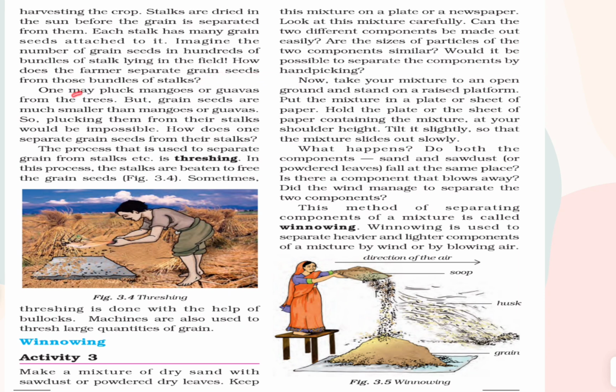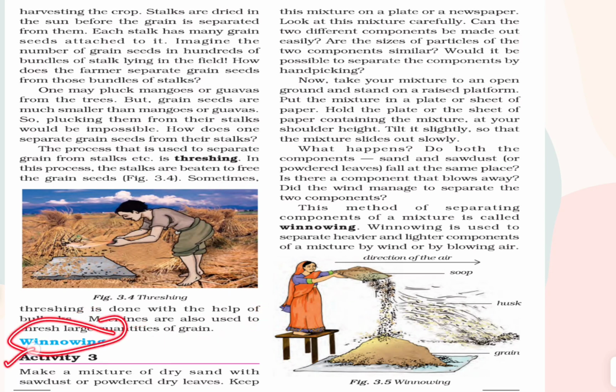One may pluck mangoes or guavas from the trees, but grain seeds are much smaller than mangoes or guavas, so plucking them from their stalks would be impossible. How does one separate grain seeds from their stalks? The process that is used to separate grain from stalks is threshing. In this process, the stalks are beaten to free the grain seeds. Sometimes threshing is done with the help of bullocks, and machines are also used for threshing large quantities of grain.